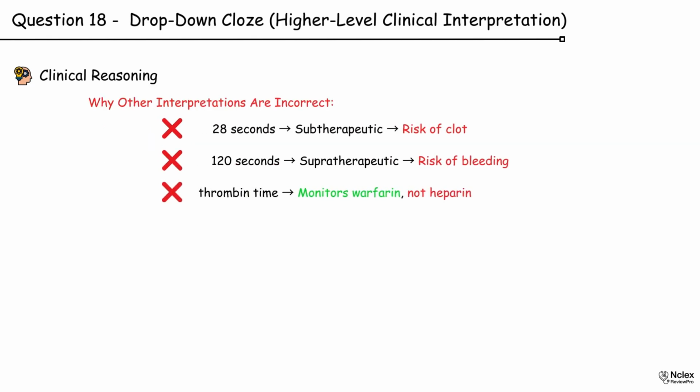Now, let's clarify what would change your decision. If the aPTT were 28 seconds, that would be subtherapeutic. The client would be at risk for clot formation, and the infusion would likely need to be increased per protocol after provider notification. If the aPTT were 120 seconds, that would be supratherapeutic. The client would be at risk for bleeding, and the infusion would likely need to be decreased or held.